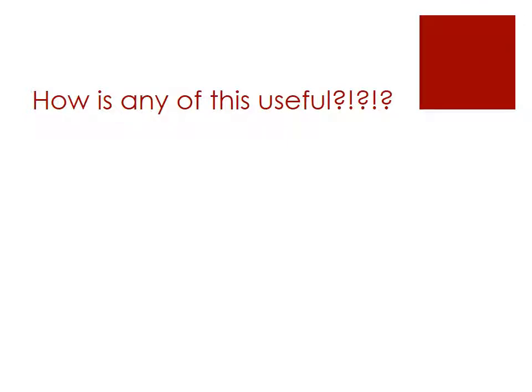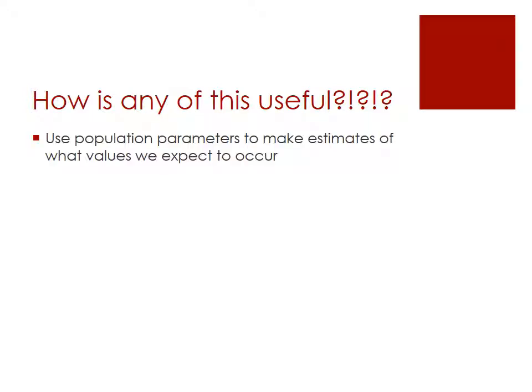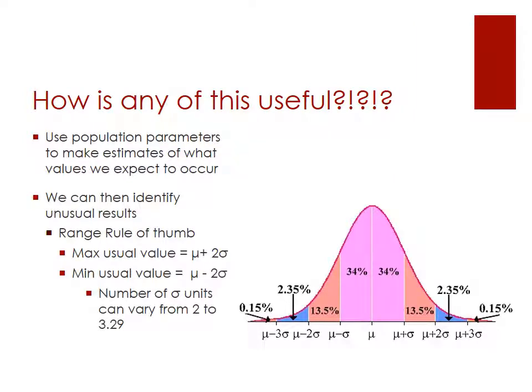Now, as we've been working through discrete probability distributions and probability theory, you might be wondering, why are we working with this? How is any of this useful for us in our data application? Part of the answer is that we use population parameters to make estimates of what values we expect to see occur, so we can then identify unusual values.